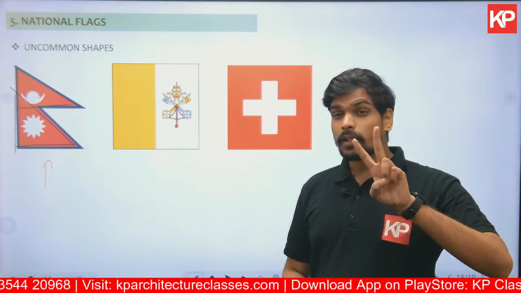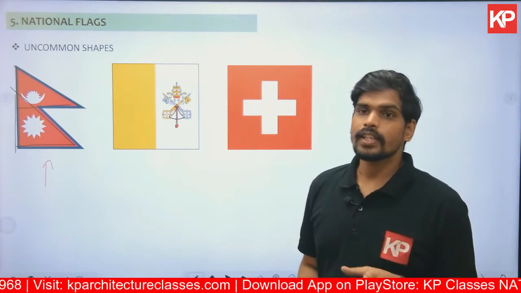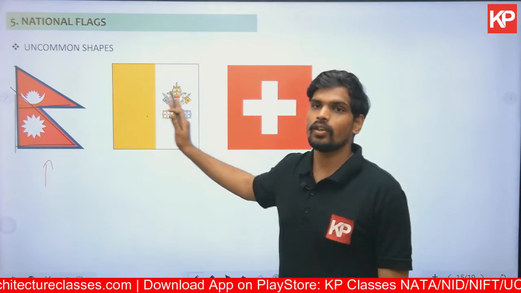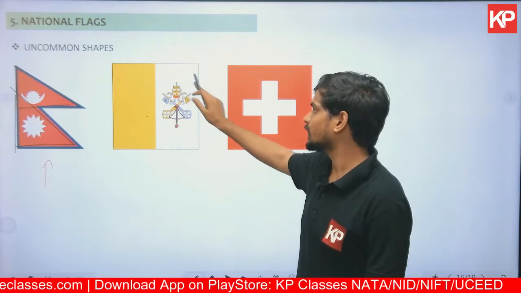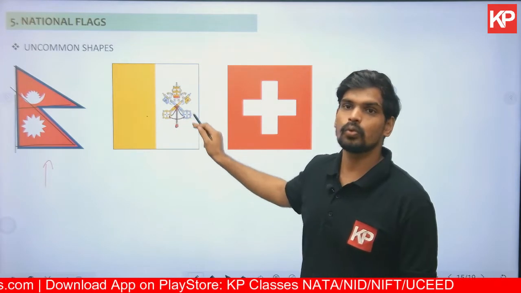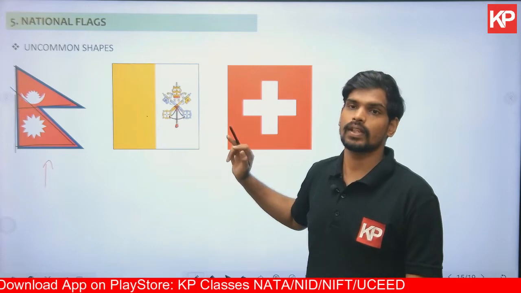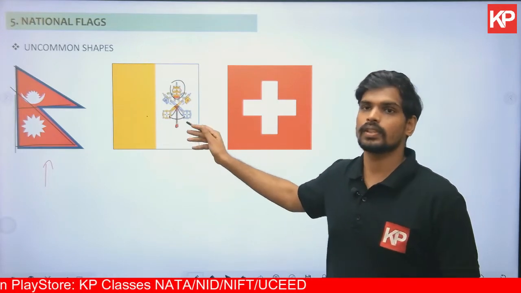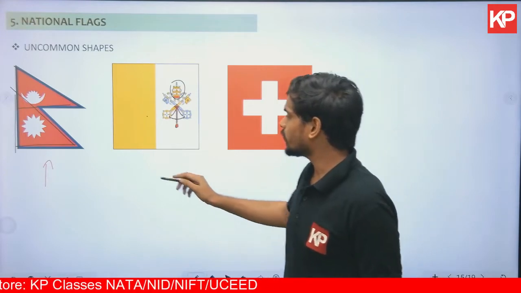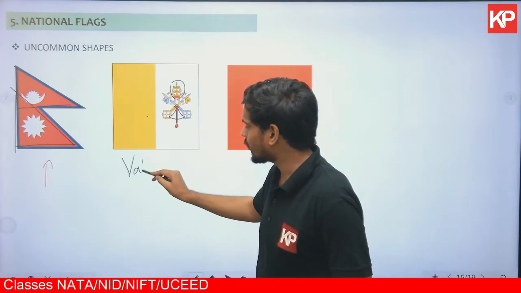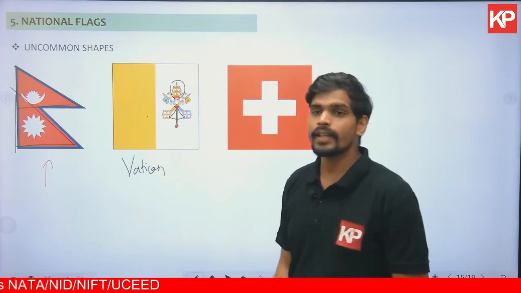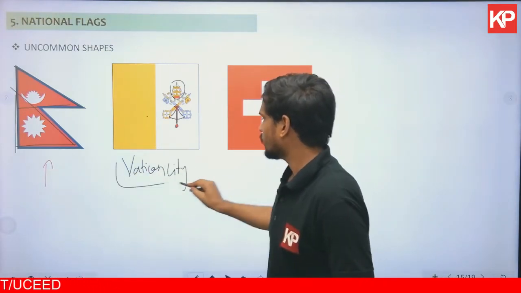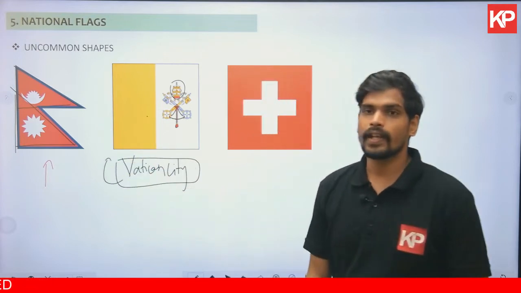Other than that, there are only two flags which are square in shape and both are European countries. This first one, a square, is divided into yellow and white parts, and in the white part you have the symbol of the Pope with two keys, one gold key and a silver key, with a crown in the center. It is the papal crown. So this is the symbol for the Pope. So this is the flag of Vatican City, the smallest country in the world in terms of area. The flag of Vatican City is a square flag.